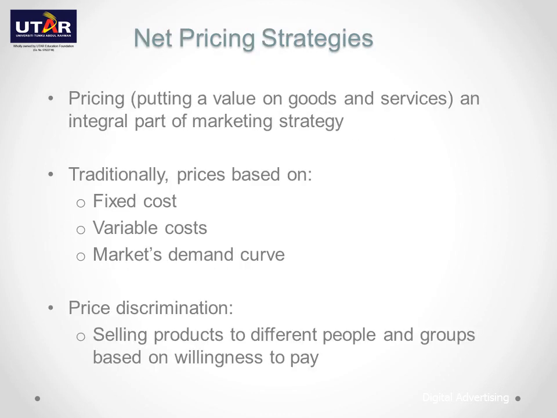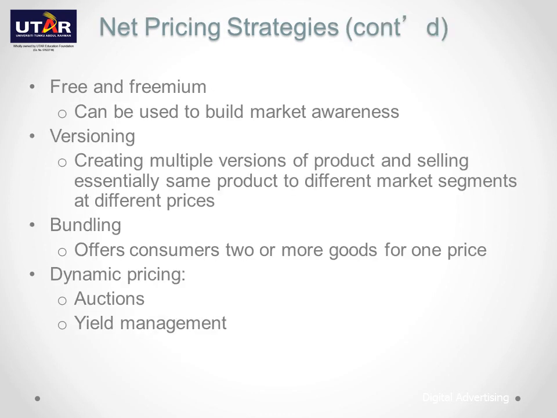So these are also the net pricing strategies that need to be taken into consideration. Traditionally, pricing is based on fixed cost, variable cost, and the market demand curve. So basically, you give emphasis or value to the goods or services. When it comes to price discrimination, it means selling products to different people or groups based on their willingness to pay. So it's pretty much flexible here.